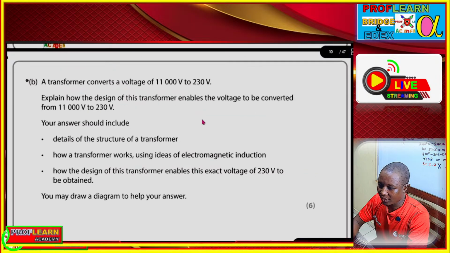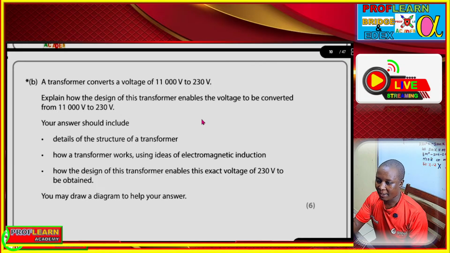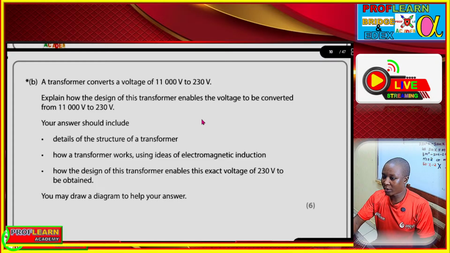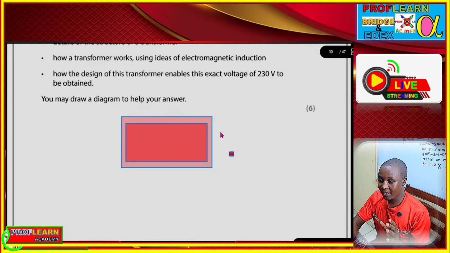This is about transformers, but it was a quite interesting question because it expected you to draw the transformer. Especially, we were talking about a step down transformer, because the input voltage is 11,000 and the output is 230. So which means when you were to explain how it works, and when you were to draw the diagram, there are a few features that you had to ensure that you take into consideration.